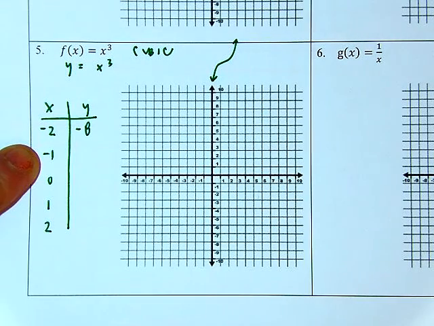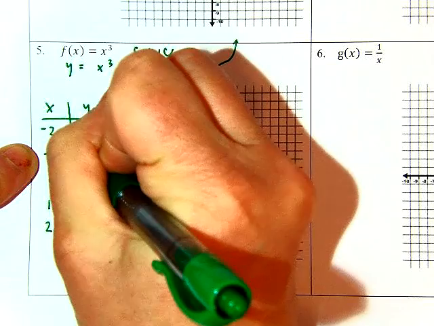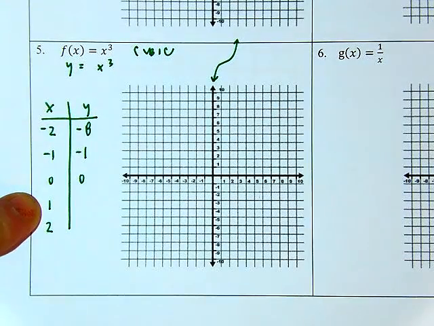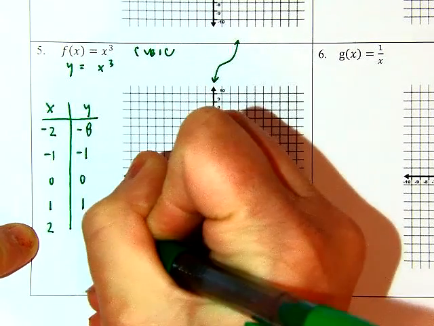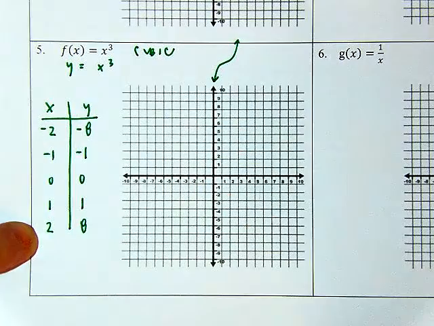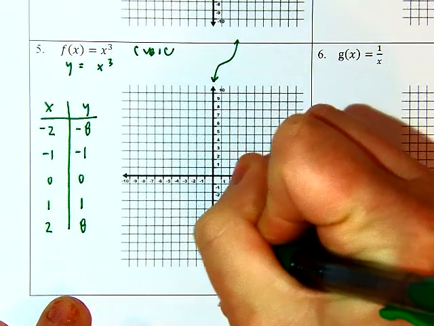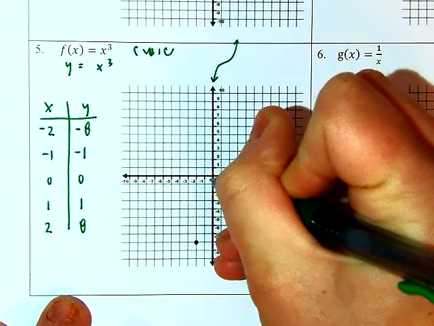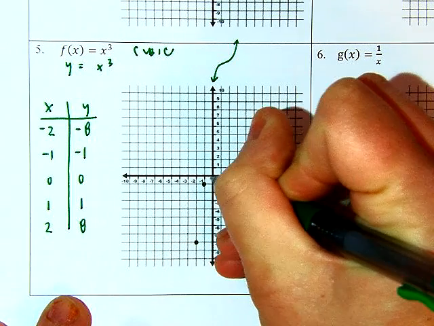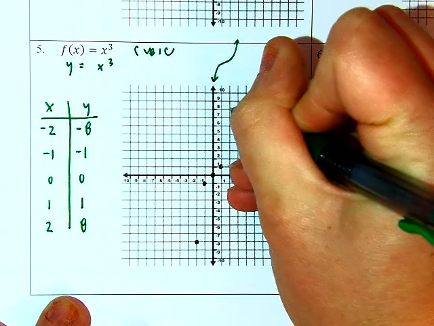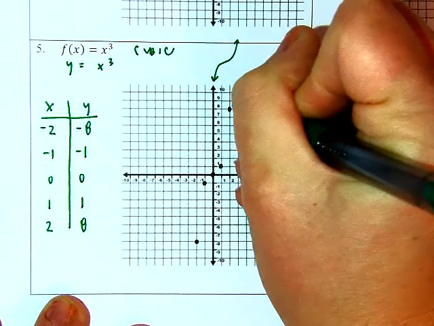Negative 1 in parentheses to the 3rd power: negative 1 times negative 1 times negative 1 is still negative 1. 0 to the 3rd is still 0. 1 to the 3rd would be 1, and 2 to the 3rd would be 8. So if I plot these points, I have negative 2, negative 8 right there. Negative 1, negative 1 right here. Here's my origin. 1, 1, and 2, 8, just like so.